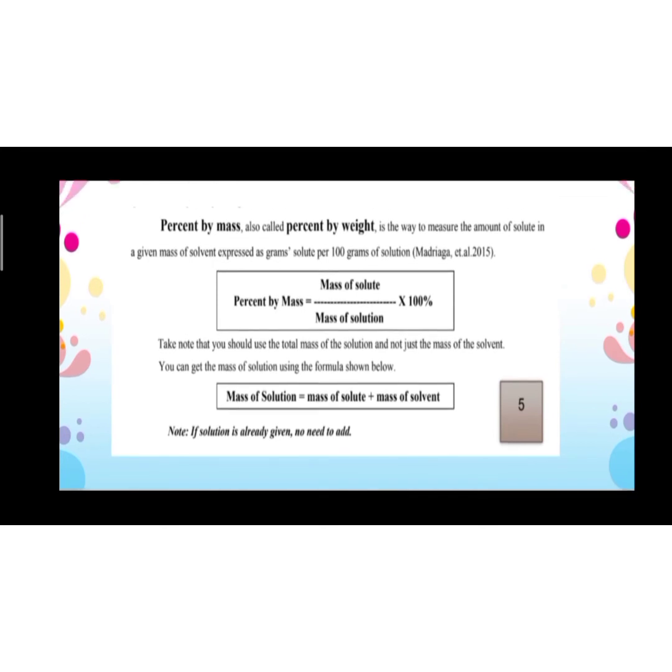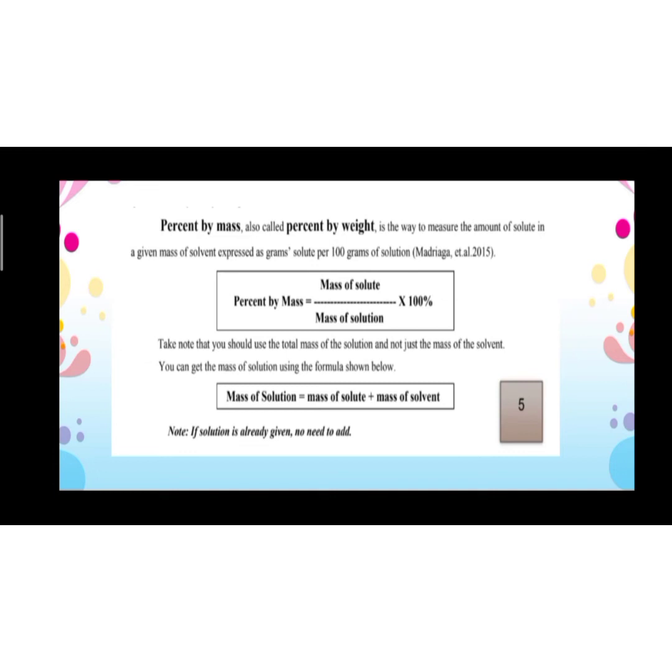Percent by mass, also called percent by weight, is the way to measure the amount of solute in a given mass of solvent expressed as grams solute per 100 grams of solution. Okay, ginagamit natin yung percent by mass kapag solid yung substance natin. At ang ginagamit natin, or tinatawag din siyang percent by weight, at ang ginagamit natin na unit ay grams. Tandaan, pag solid, grams. Percent by mass is equals to mass of solute divided by mass of solution times 100%.